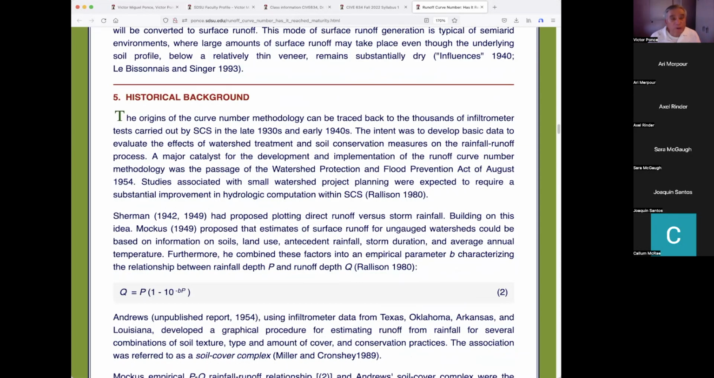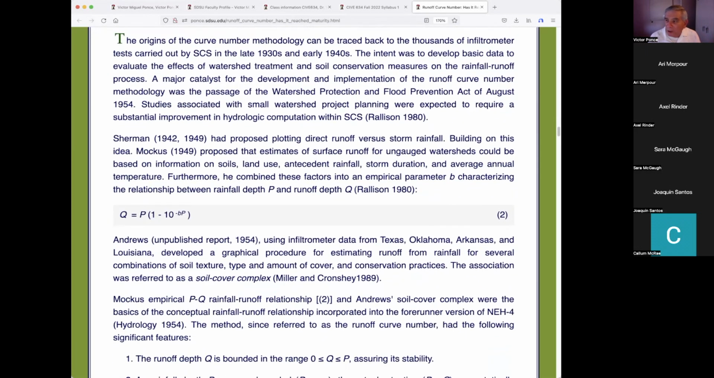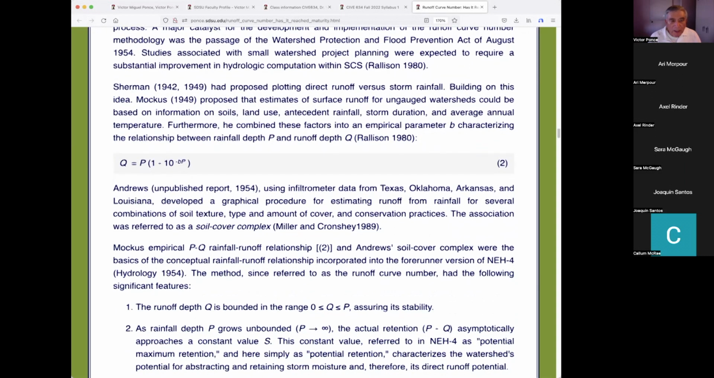So let's go into the historical background. How did this method, the runoff curve number method, originate? Well, Sherman had worked on it. Sherman is the inventor of the unit hydrograph, and I'm going to be talking about the unit hydrograph later on. I will begin with Sherman because all studies of the unit hydrograph begin with Sherman.